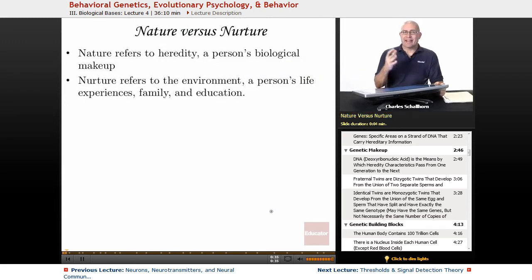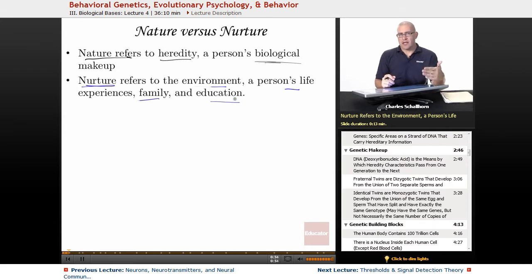Nature versus nurture, the big question in psychology. Nature refers to heredity, a person's biological makeup, and so we're talking about their genetics. Nurture refers to their environment, so a person's life experiences, family, education, their school life, etc., etc. So nature, biological, nurture, environmental.